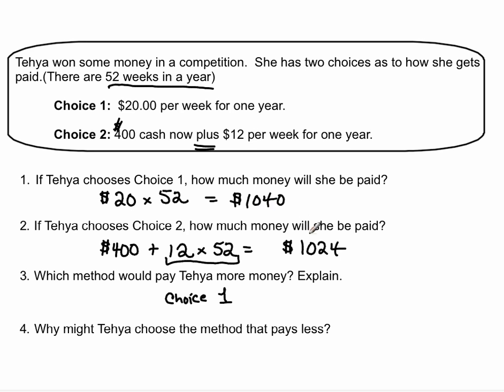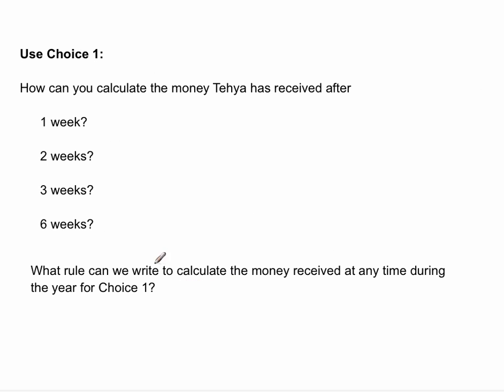Because really, the additional money I'd be making is $16, right? So if I subtract this, it's just an extra 16. And even though that's a lot of money, you might want to treat yourself. So there's a few different reasons why. However, we're going to use choice number one and we're going to create our first algebraic expression.